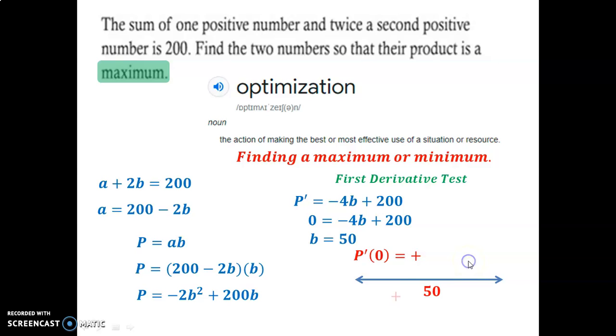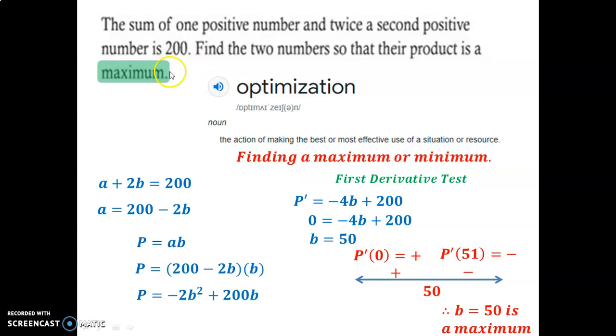Okay, let's check after 50. I took a number very close to 50, 51. And when I put that in the derivative, I got a negative value. That tells us the slope is negative after 50. So what that tells you is the graph is going up and then down. And we already know 50 was either a max or min, and if the graph is going up and down, then 50 must be a maximum point and we have solved the problem.